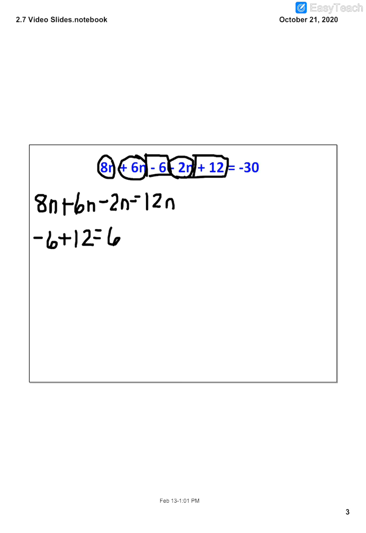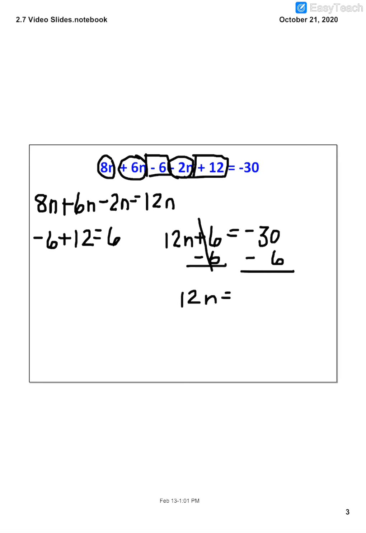So now I'm going to rewrite my equation. 12n plus 6, because my 6 is positive, is equal to negative 30. Again, when I have this two-step equation, I'm always going to start with the constant and do the inverse operation. Since I have plus 6, I need to subtract 6. Whatever I do to one side, I must do to the other. 12n is equal to negative 36.